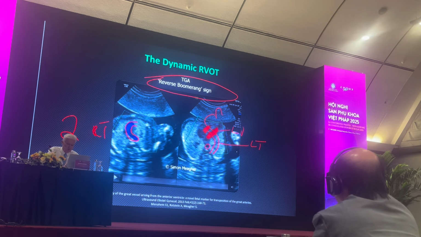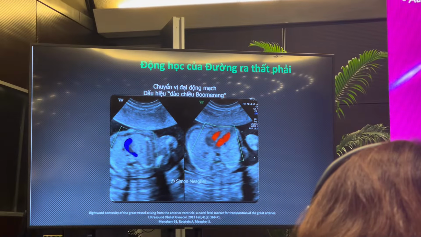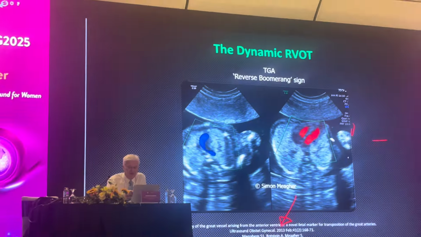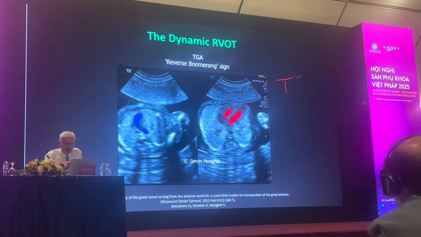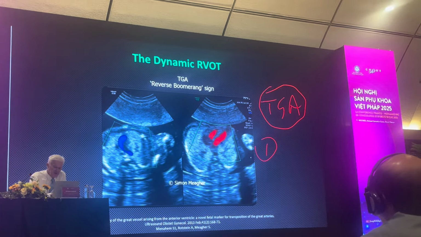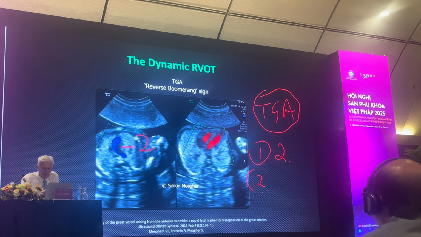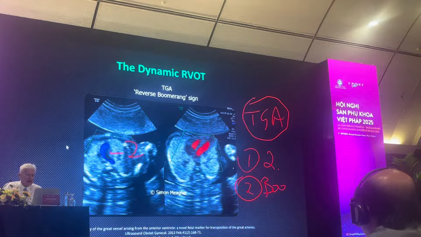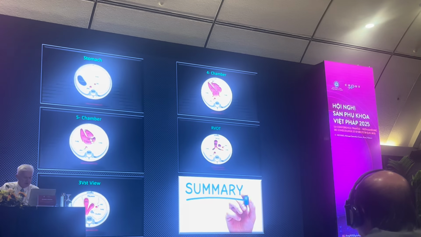We first reported this in the White Journal back in 2013. We also reported on this finding at the mid-trimester with the reverse boomerang. So there are 2 things in transposition of the great arteries that are extremely helpful. One, 2 vessels on the 3-vessel tracheal view. Two, the reverse boomerang sign. Both of those signs will allow you to detect the majority of babies with transposition of the great arteries.